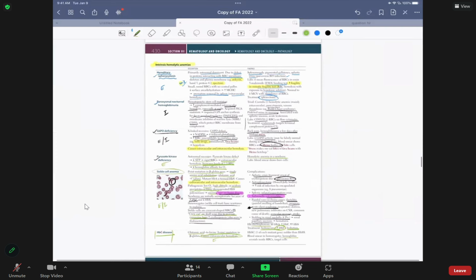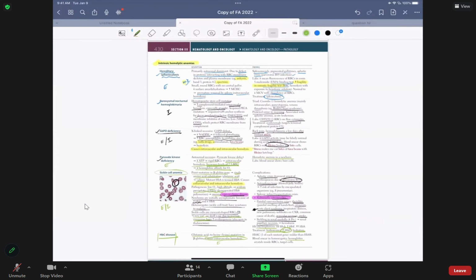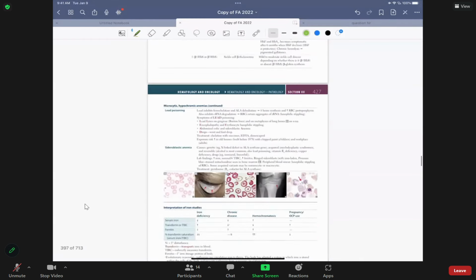These are all intrinsic hemolytic anemia. If you see all the diseases we just studied, it's all a problem within the red blood cell. Nothing came from outside. Is everybody clear, folks? So if you have a defect of spectrin, that's a red blood cell problem. It didn't come from outside. Okay, so they are all intrinsic hemolytic anemia.